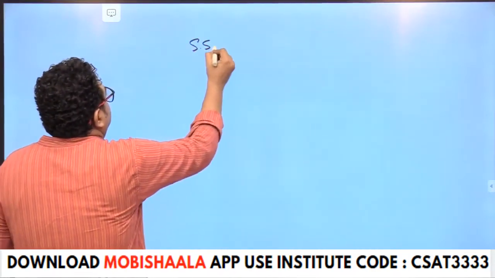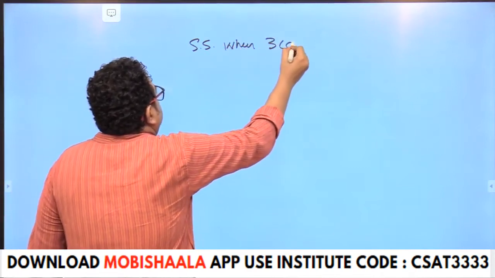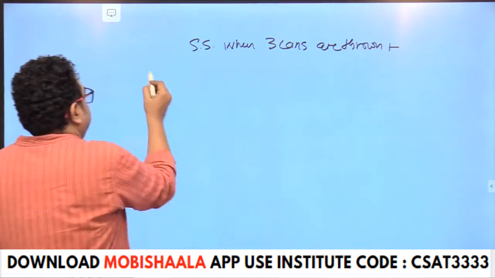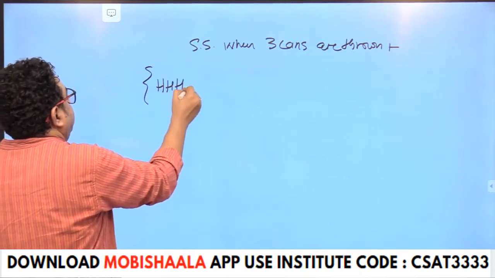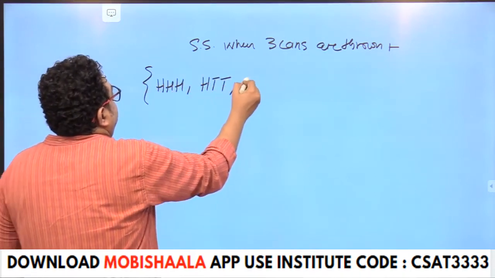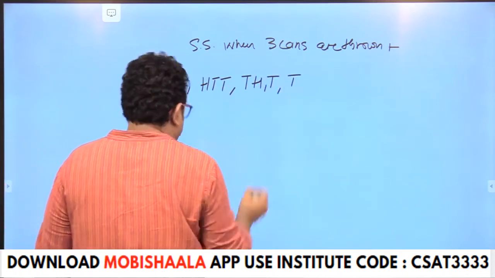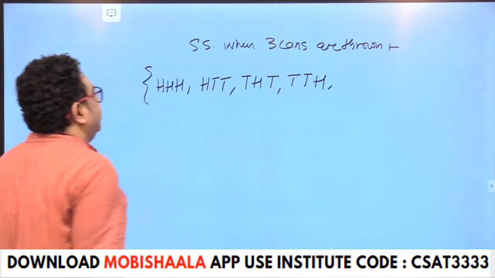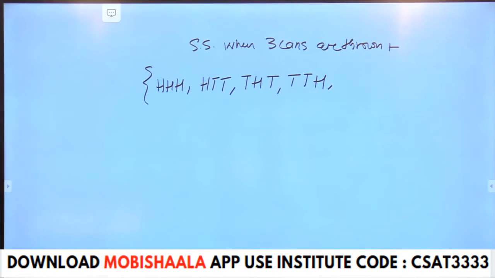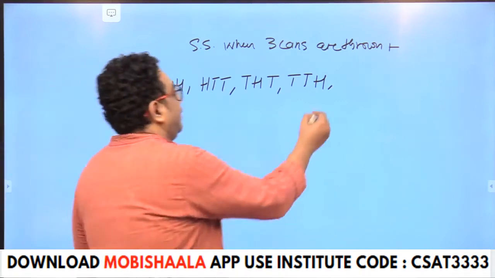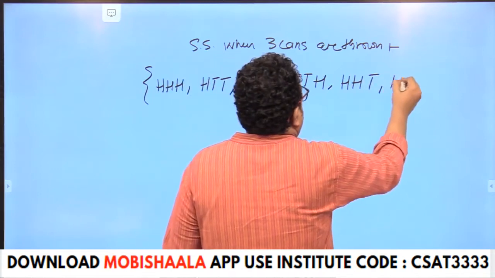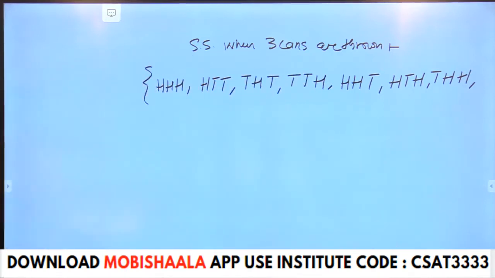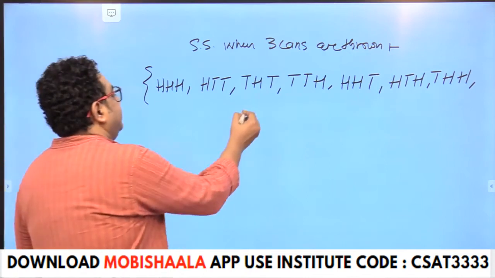So I say, what is the sample space when 3 coins are thrown? Now let's see. Head, tail, head, tail, tail, head. So I introduced one head. Now let's see. Head, tail, tail, head. See? So 3 heads, 2 heads, 1 head, and then no head. Tail.